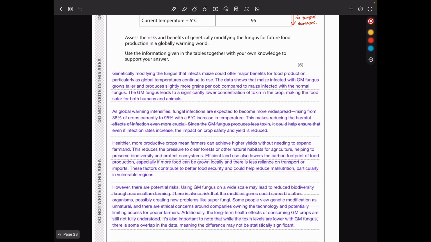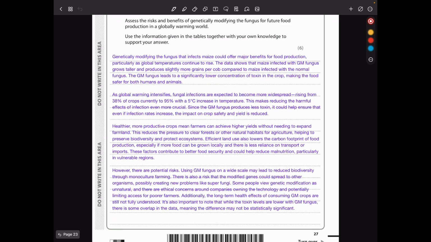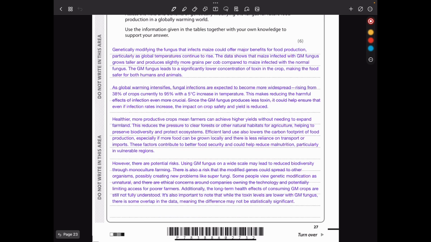This makes reducing the harmful effects of infection even more crucial. Since the GM fungus produces less toxin, it could help ensure that even if the infection rates increase, the impact on crop safety and yield is reduced. Healthier, more productive crop means farmers can achieve higher yield without needing to expand farmland, and this is going to reduce pressure to clear forests and other natural habitats for agriculture, helping to preserve biodiversity and protect ecosystems.